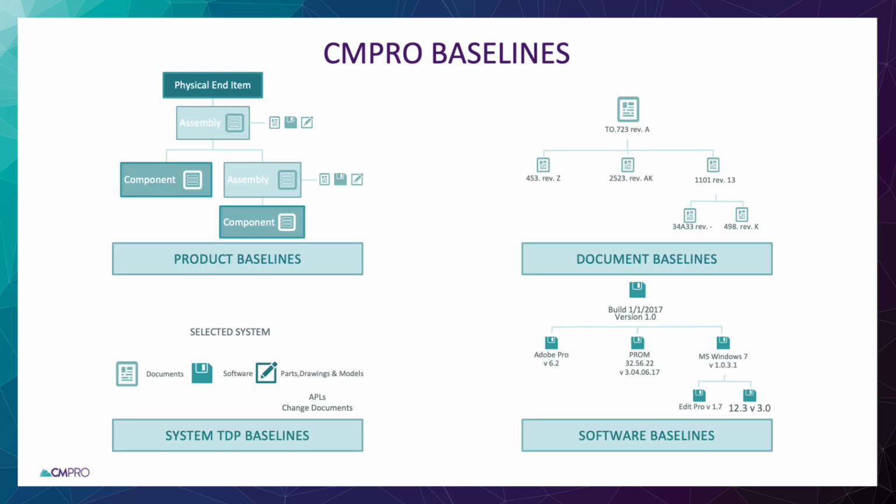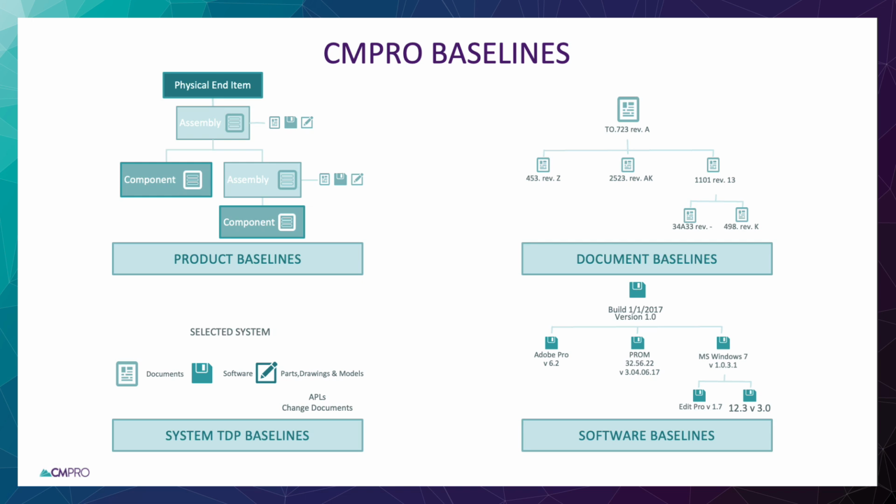There are 4 types of baselines in CMPRO. Each one serves a particular function. The product baseline, top left, is a product structure based on parts list or part BOMs. The system TDP baseline, bottom left, is used for creating and tracking technical data packages, also for exporting, and to perform configuration status accounting reporting.